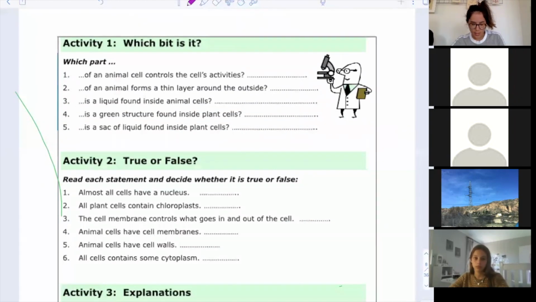Okay, it's now time for you guys to have a go. So activity 1 and 2, get your piece of paper out, please, and have a go answering these.